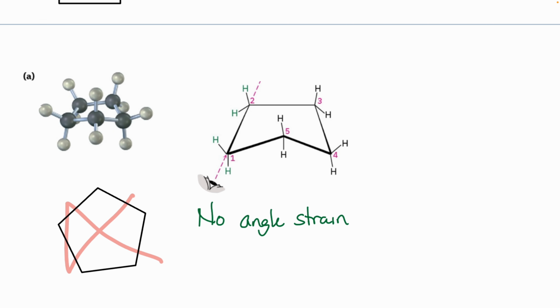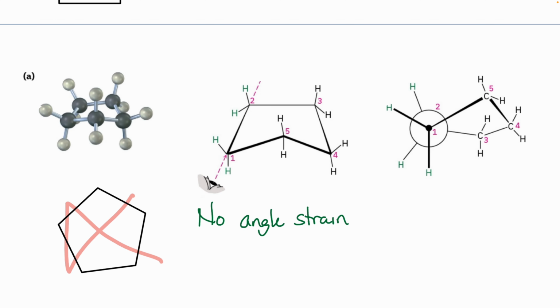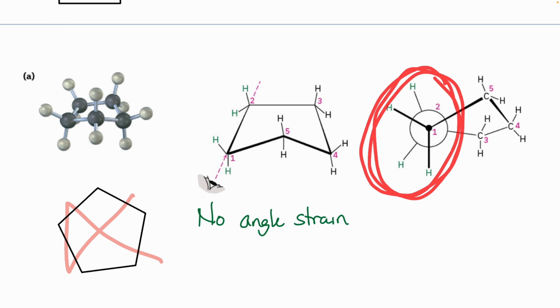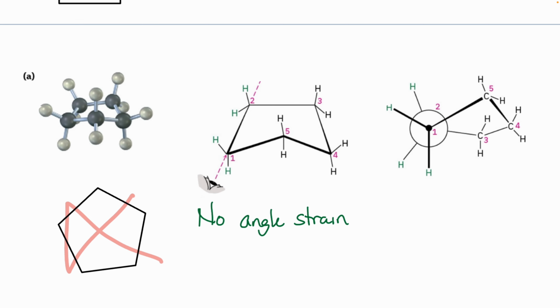And if we do our same Newman projection, we look down one of these bonds. All right, if we look carefully over here, we can see that we're very close to our staggered conformation. We're just not quite there, right? So they don't have any angle strain, and they have a little of that torsional strain.